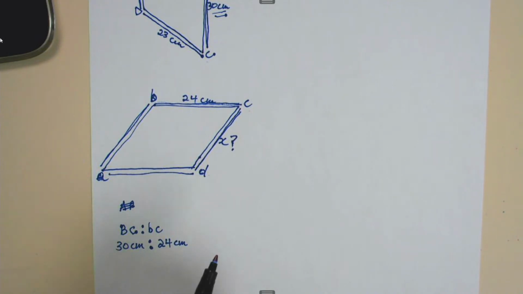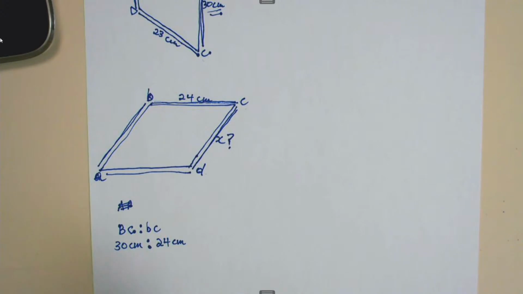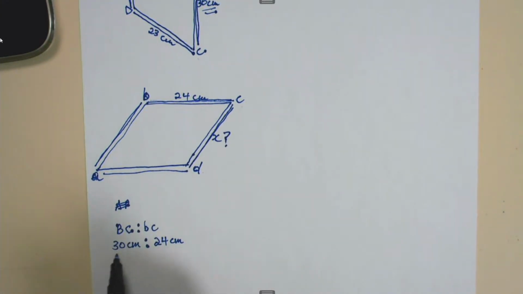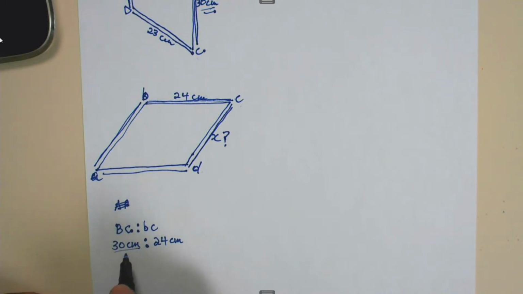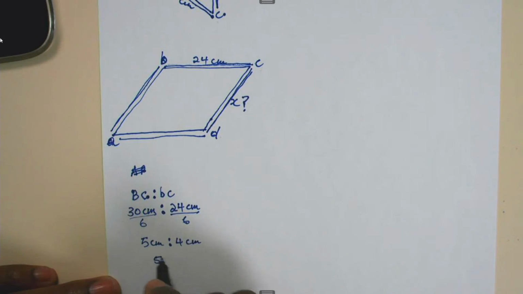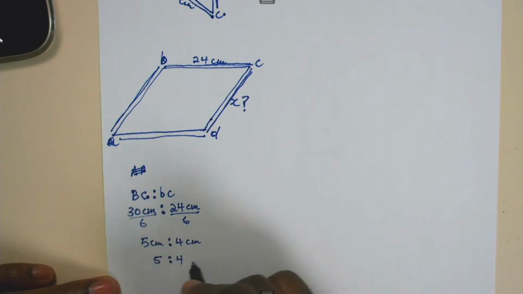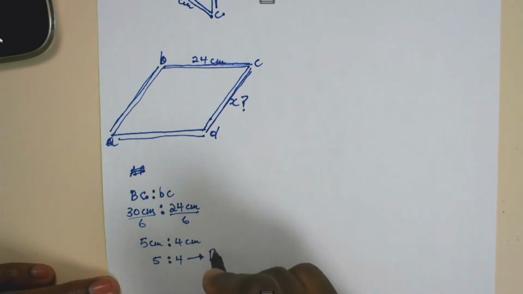We're looking for the biggest number, because the smallest number will keep us solving. So the biggest number will just get us to the solution. So 30 divided by 6, we'll divide by 6 both sides. So 30 by 6 is equal to 5 centimeters. 24 divided by 6 is 4 centimeters. Therefore, our ratio is going to be 5:4. This is our ratio.